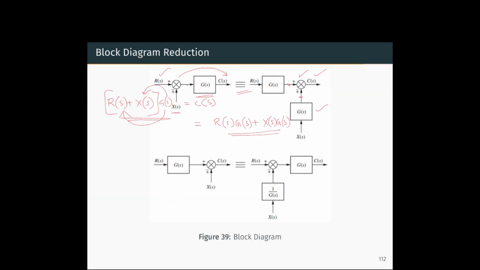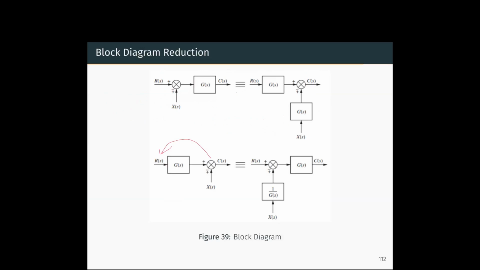That is why we need another block when we move the summer from the left to the right. To maintain both the signals, c of s, the output on the right hand side should be the same. So to maintain that, we are doing this. When we move a summer to the right of a block, we create a new block g of s to multiply with x of s.